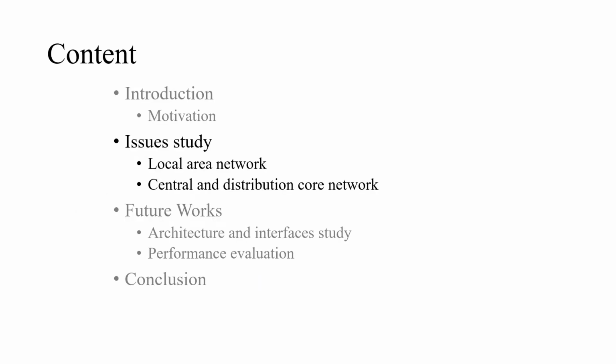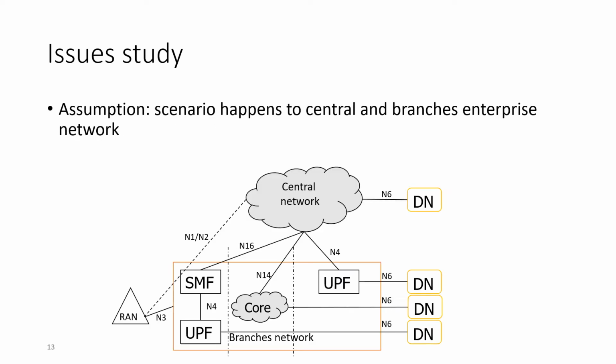Next, we will go through the issue study. We make an assumption scenario of a central and branches enterprise network. We can deploy the core network to the central site, and also deploy the core network to the branches site. But we have found that this design may be a waste of resources because we have a duplicate core network. If you want to save resources, we can pull out just part of the core network, like the SMF and UPF, to the branches network.